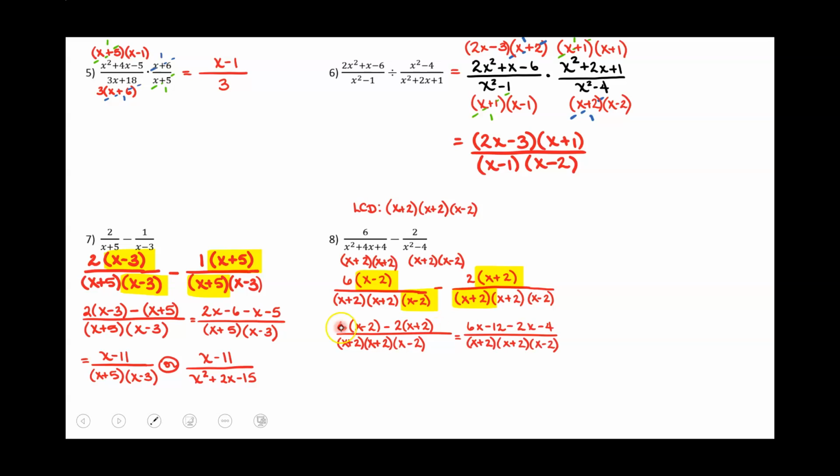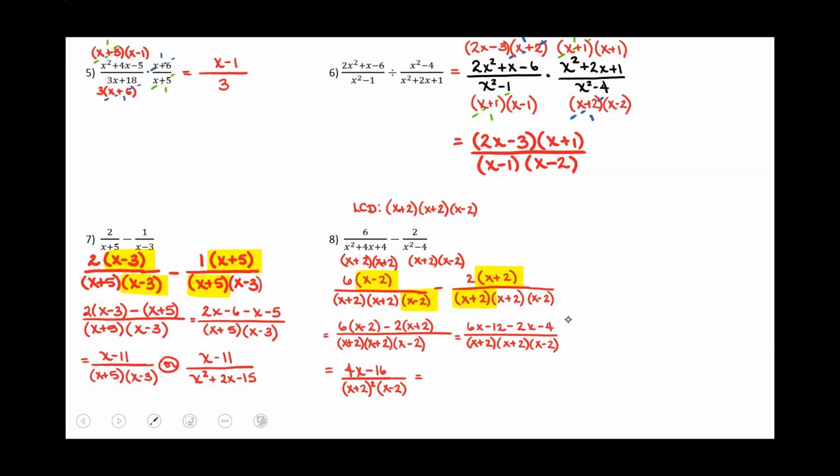So I'm going to say 6 times x is 6x. 6 times negative 2 is negative 12. Negative 2 times x is negative 2x. And negative 2 times 2 is negative 4. All right, so now let's combine our like terms in our numerator. So in our numerator, 6x and negative 2x are like terms, so that would be 4x. And then negative 12 and negative 4 are like terms, that would be negative 16.